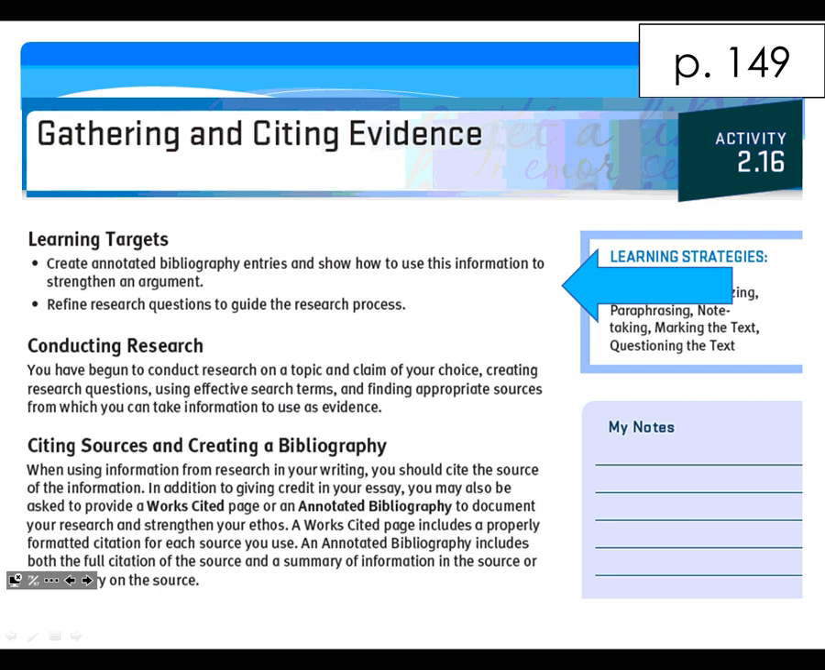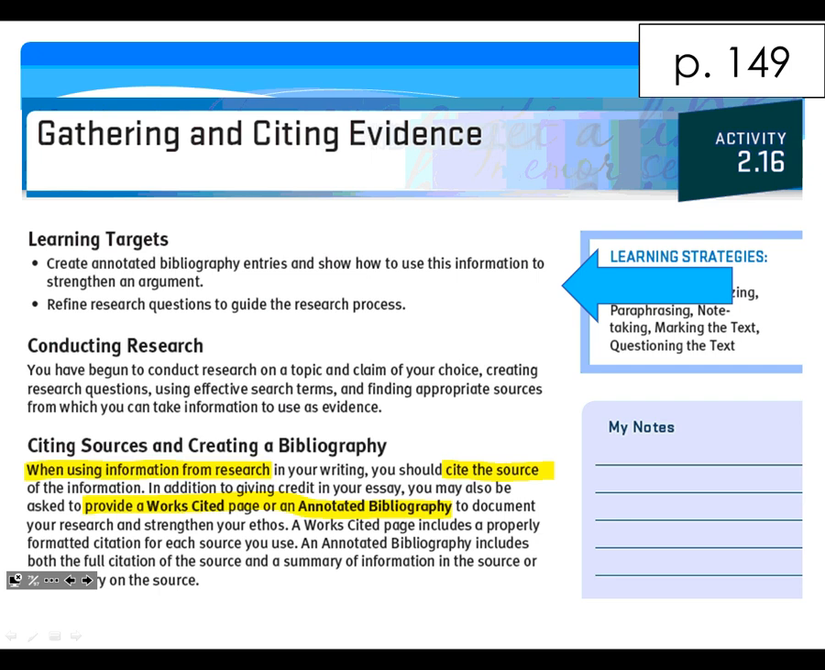So the idea behind 216 is for you to create an annotated bibliography. I abbreviate it to ANBIB. It means the same thing. It just allows me to speak it quicker. So the idea of conducting research we're skipping over. We've talked about it briefly. It's not really something that you're doing so much in this particular unit because Springboard's feeding you the info that you need. But what we are going to focus in on is that second heading. It says citing sources and creating a bibliography.